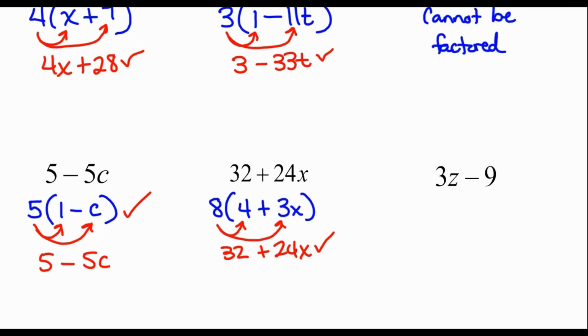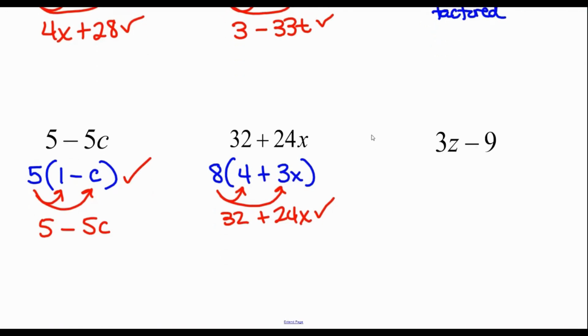Now, what happens if you don't choose the greatest common factor? What if you choose a common factor, but it's not the greatest common factor? So let's say I chose 4 here instead of 8 to put outside the parentheses. Well, I would get 32 divided by 4 is 8, and 24 divided by 4 is 6, so I would get 8 plus 6x. And this would be a factored form of that expression. This would technically be correct, but it's not using the greatest common factor.